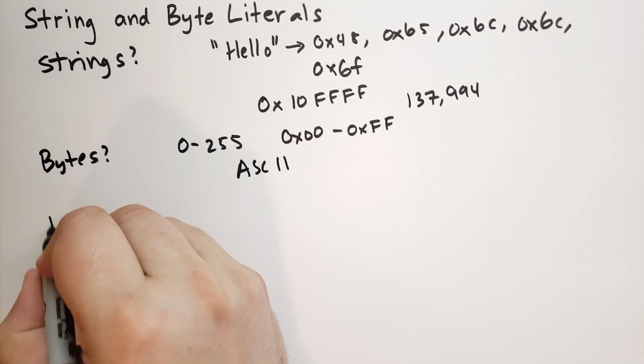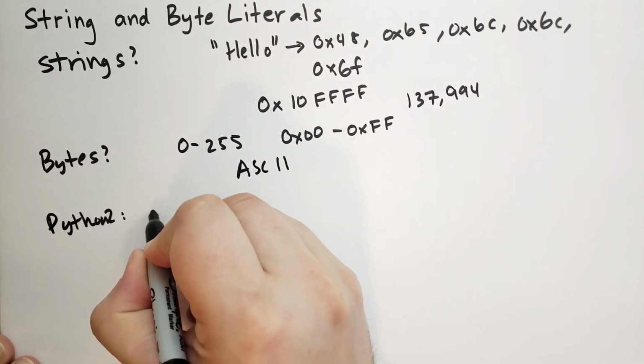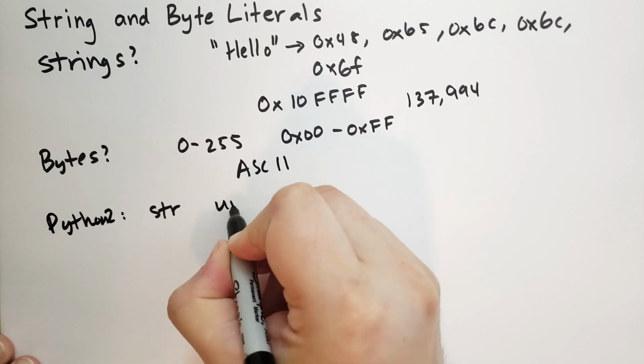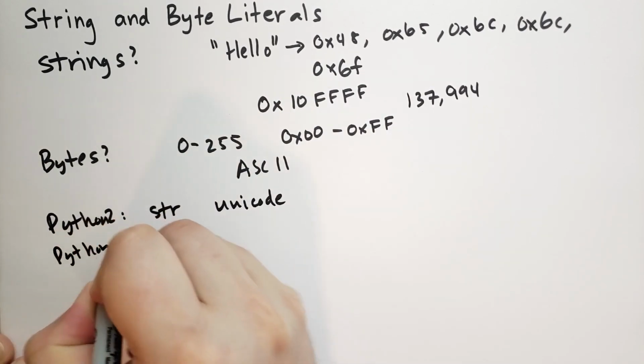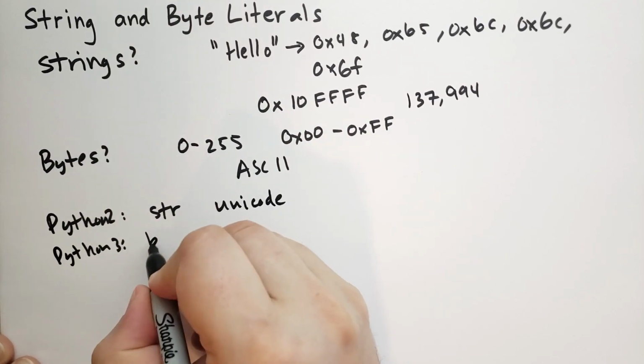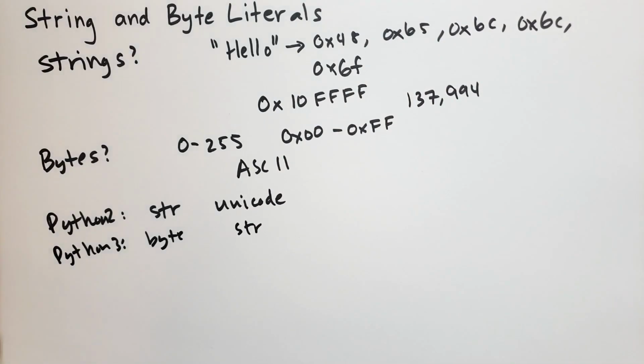Note that in Python 2, they had strings and Unicode. In Python 3, string became bytes, and Unicode became strings. This is the principal reason why converting from Python 2 to Python 3 was so difficult. If you're still using Python 2, it's time to stop.